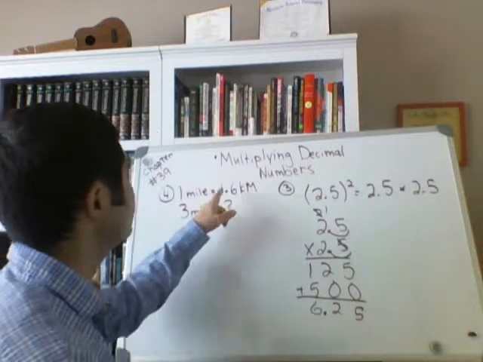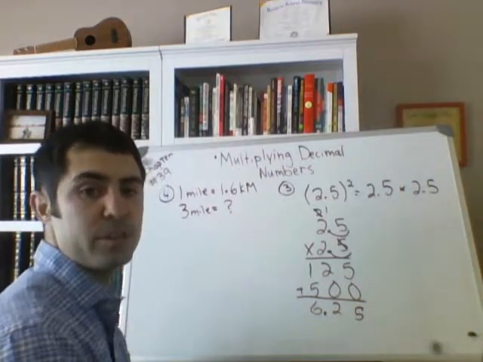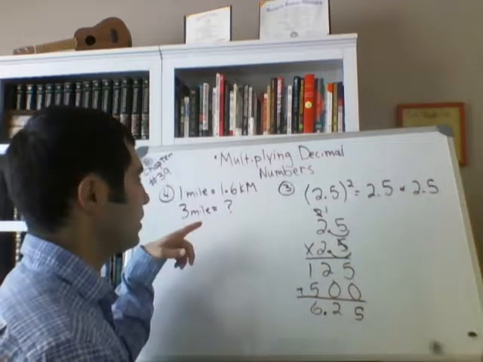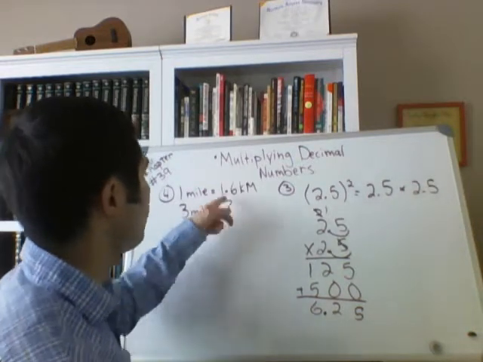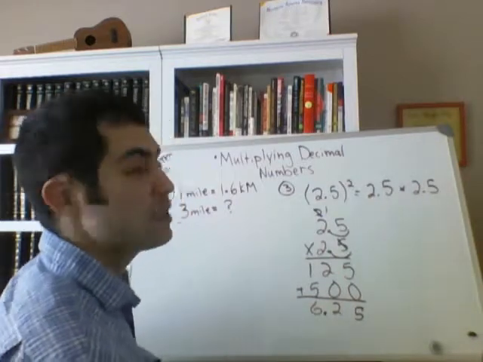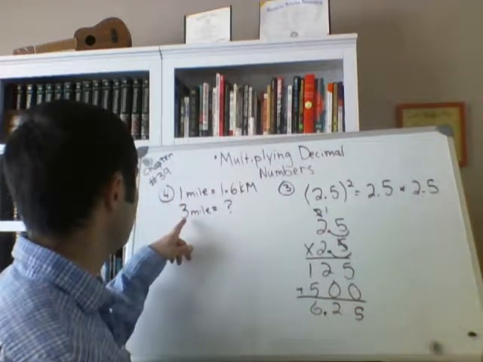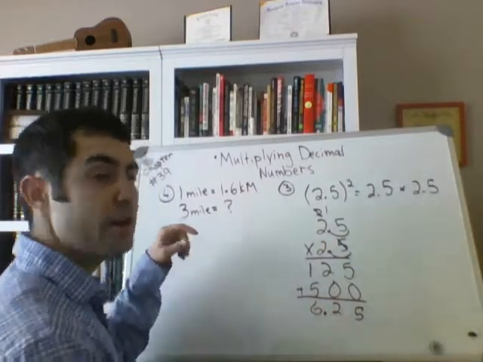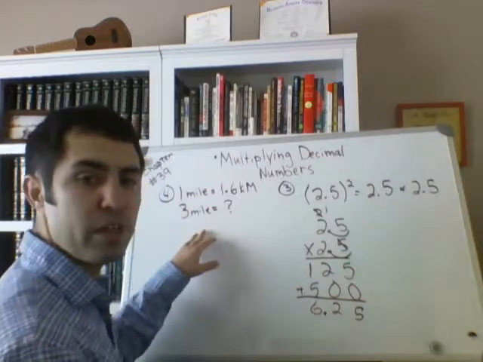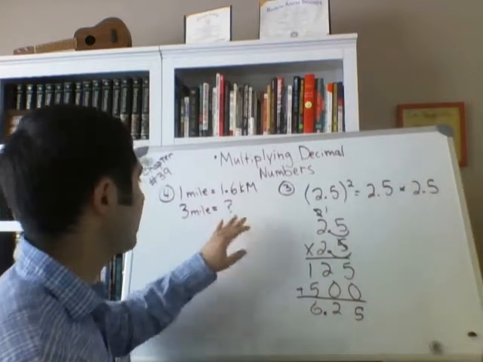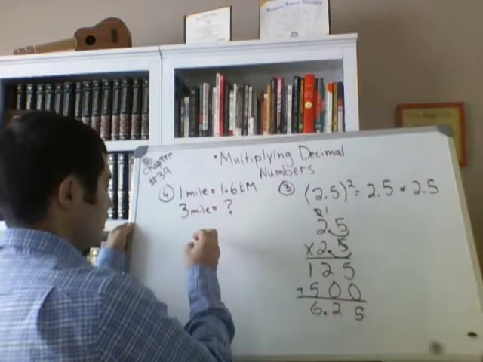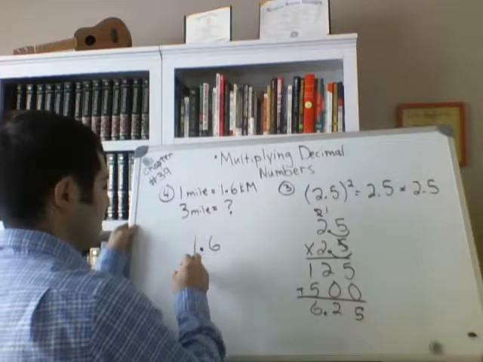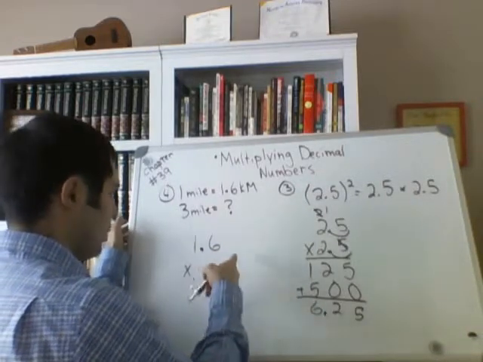1 mile is equal to 1.6 kilometers. A kilometer is a metric unit of measurement, and a kilometer is 1,000 meters. So 1 mile is about 1.6 kilometers. If you're going to run 3 miles, how many kilometers will you have run? Basically, we're converting miles to kilometers. This is a conversion. So what you're going to do is say 1.6 kilometers times... if it was 1 mile, you'd have 1.6.